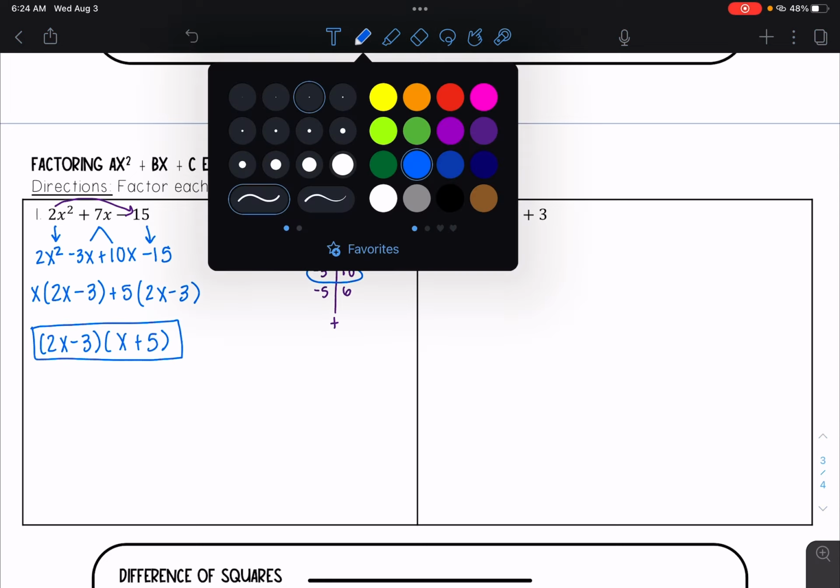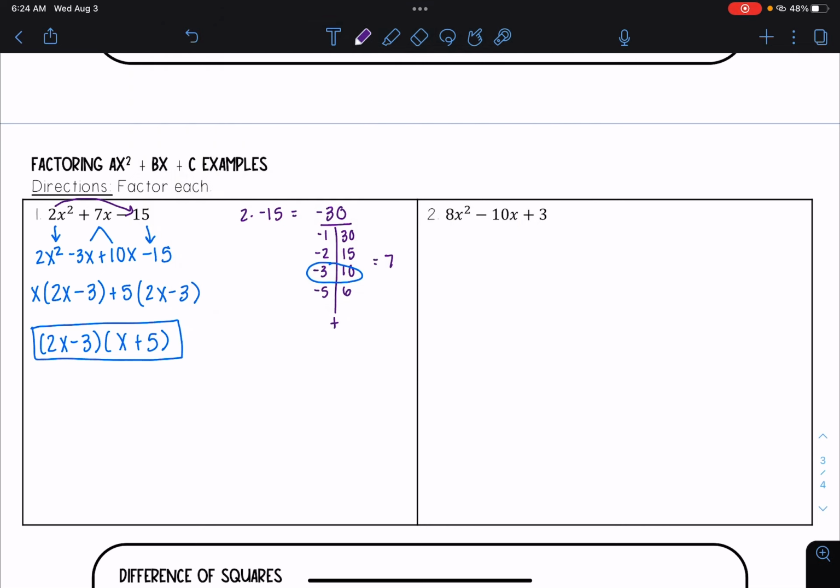Okay, let's look at one more. I have 8x squared minus 10x plus 3. So this one, I don't have a GCF again because 8, 10, and 3, the only thing that goes into all 3 of those is 1. They don't all share an x, so I need to go ahead and multiply my a and c. So here I'm doing 8 times 3, which is 24. And I'm looking to see what factors of 24 add to equal negative 10.